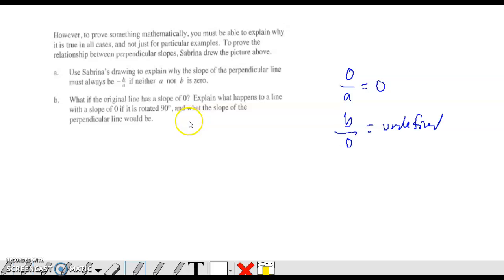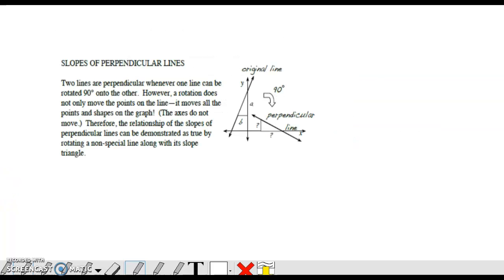So go ahead and pause the video and think about how we could potentially use this drawing. Notice that there's no numbers, there's only letters, to help us prove it. So go ahead, pause the video, rewind it if you need to, to look at this picture so you can copy it down. That would be great.